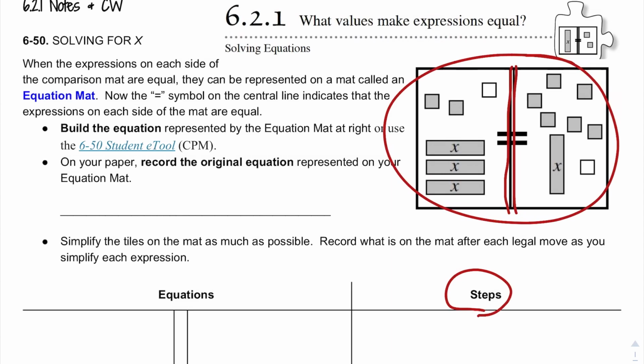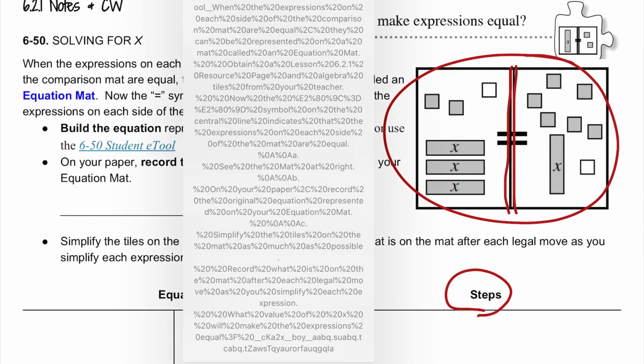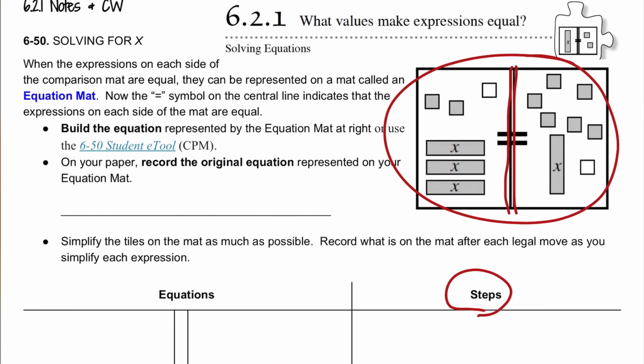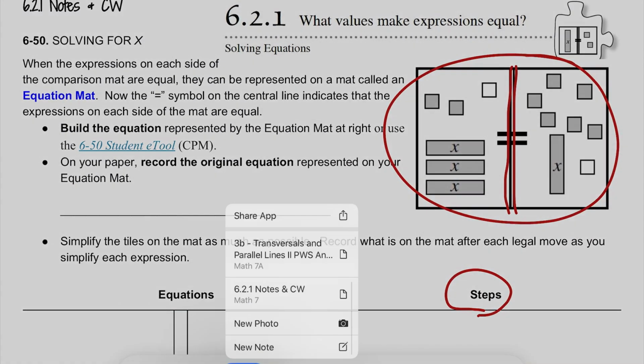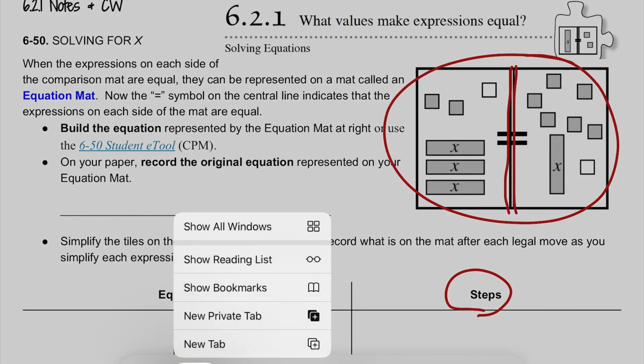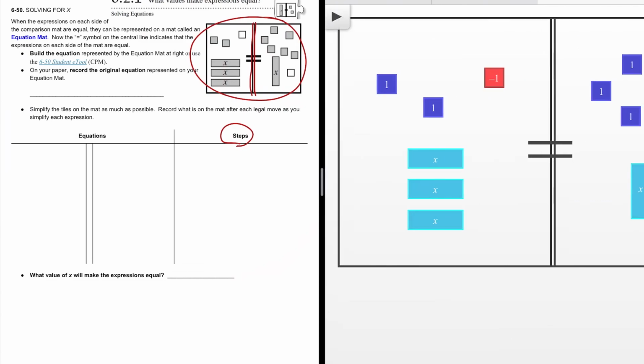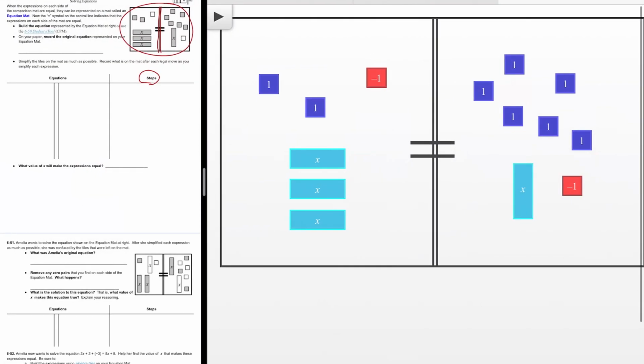On your paper, record the original equation represented on the equation mat. So it says to build it first. I forgot to read that. Build the equation represented by the equation mat at right, or use the 6-50 student e-tool. I'm going to go ahead and use that just to save us some time. So there it is. I'm going to pull it up next to my Notability, and you can do the same when you're working at home. You can hold down the Safari button, slide it over, and it'll split the screen for you. If you close that off, you have a little more space, and even if you move it this way, you can see more of the mat.